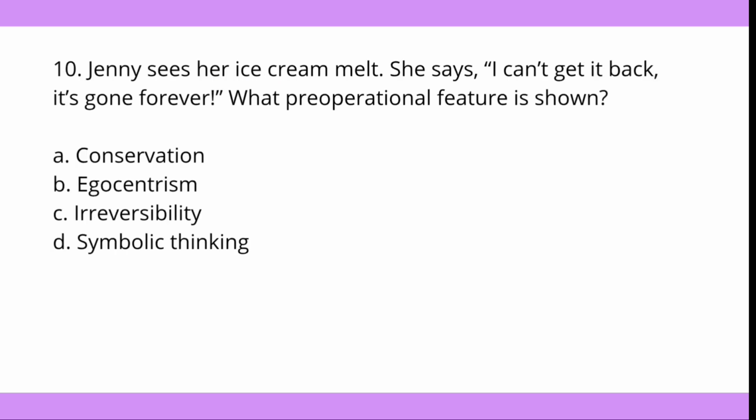Question number 10. Jenny sees her ice cream melt. She says, "I can't get it back, it's gone forever." What pre-operational feature is shown? Letter A. Conservation. Letter B. Egocentrism. Letter C. Irreversibility. Letter D. Symbolic thinking.